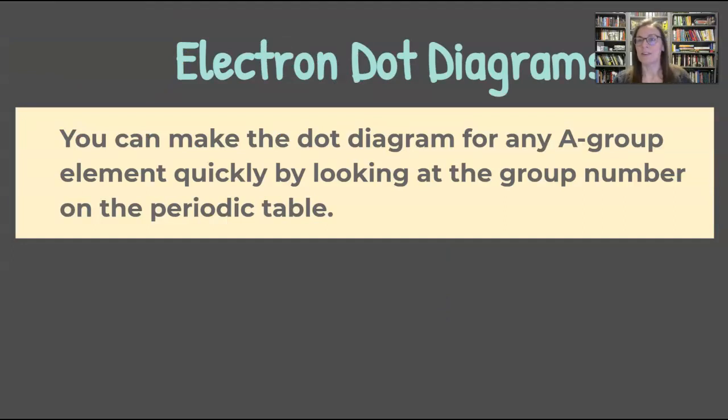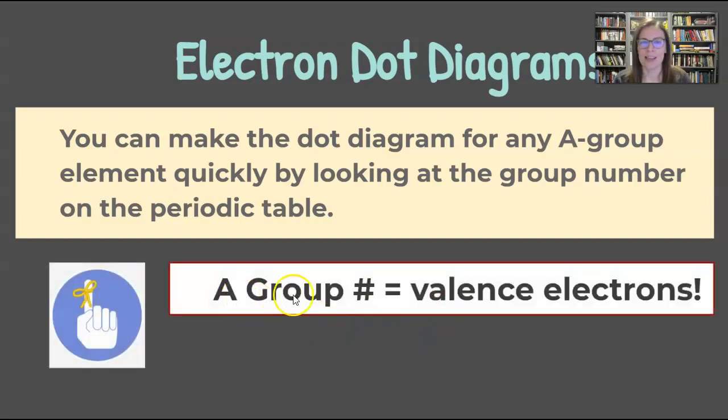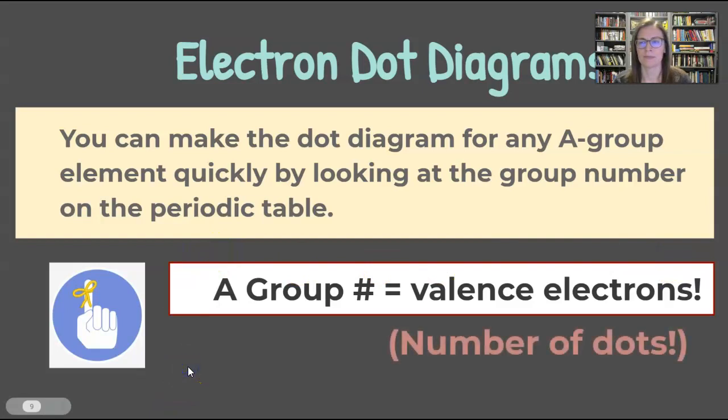So we can do the electron dot diagrams for any A group element really, really easily, because remember that group number tells us what the valence electrons are. So we don't even have to do the Bohr model. All we have to look at is which A group it is in. What is the group number? And then that's how many dots should go around it. So the A group number equals valence electrons. Add this to your notes. The valence electrons are the number of dots in your diagram.